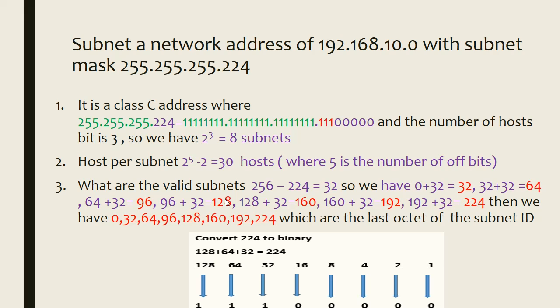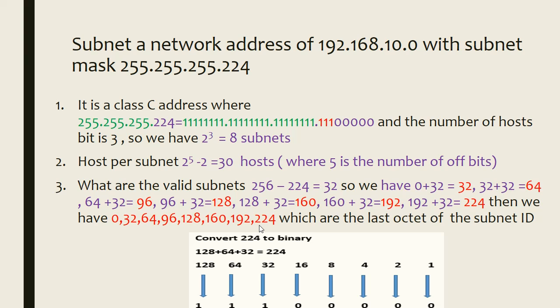Now what are the valid subnets? The block size is just 256 minus 224, so I'm having 32. Starting from 0, I'm having 0. 0 plus 32, I'm having 32. 32 plus 32, 64. 64 plus 32, 96. Plus 32, 128. Plus 32, 160. Plus 32, 192. Plus 32, 224. Plus 32, I'm having 256, but I'm not going to use that. So that means my subnets are 0, 32, 64, 96, 128, 160, 192, and 224.